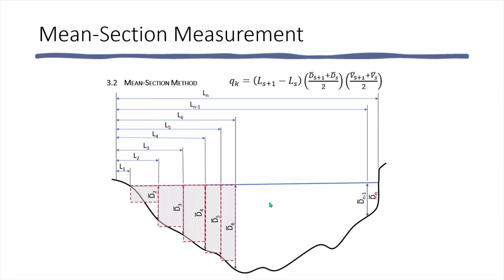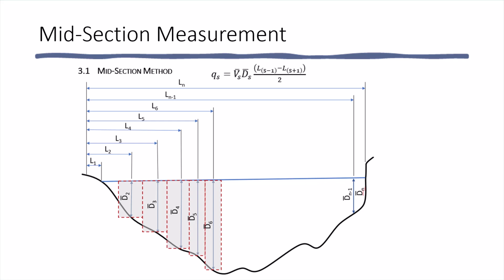For the mid-section method, the data collected at a fixed location is assumed to be the mean depth and velocity for a panel extending half the distance to the previous fixed location and half the distance to the next fixed location. Thus, to obtain the discharge at a fixed location, the depth and mean velocity measured for the fixed location are multiplied by the average of the distances to the previous and next locations.